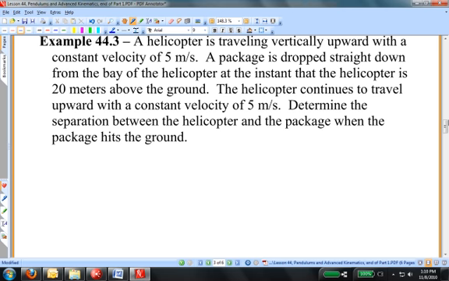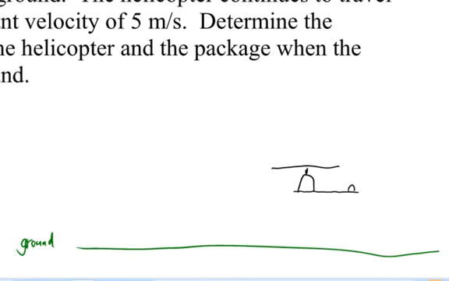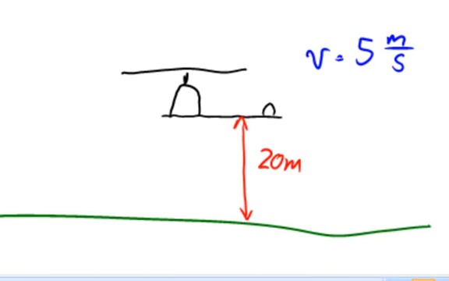Well, let's begin with a good diagram. So I've got a helicopter. A person standing in this helicopter will do something when the helicopter is 20 meters above the ground. The helicopter is moving upwards at a constant velocity of 5 meters per second. Now someone is riding along with the helicopter and is going to drop a package outside the bay of the helicopter. I'm symbolizing this package with an orange box.